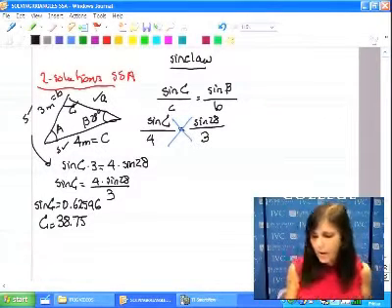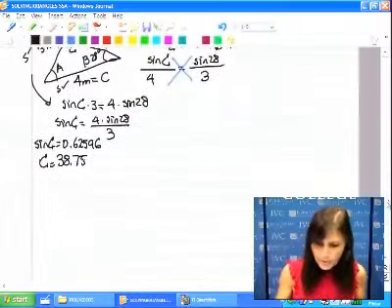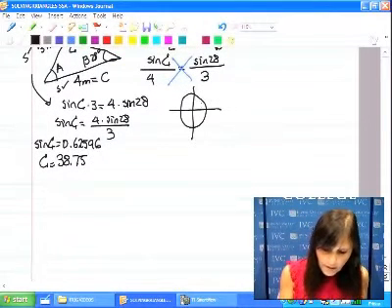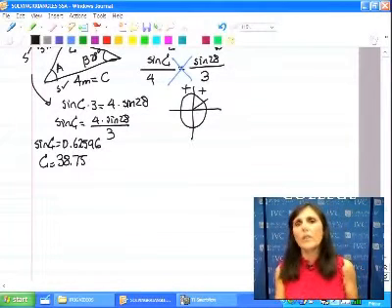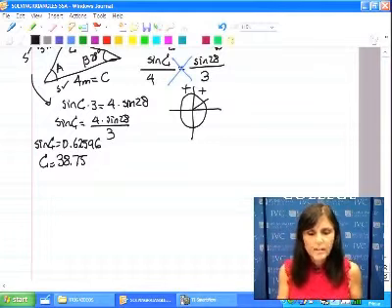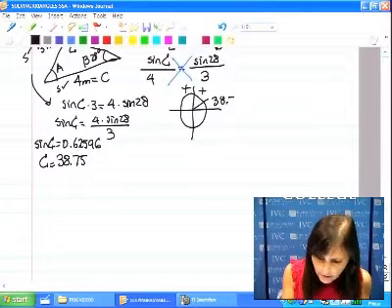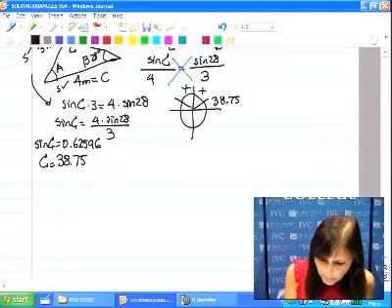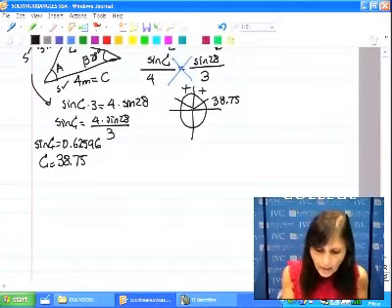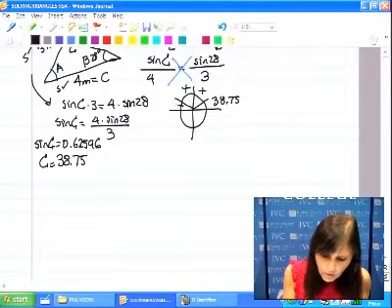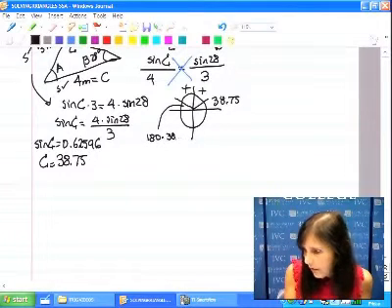Now here's the trick. Sine is positive. Where is sine positive? Sine is positive up here. Is this the only angle that will give me the sine of 0.625? So let's look at that. If this is 38.75, that's not the only one. Is this a possible angle? That's what I need to look at. 38.75. The other one is going to be 180 minus 38.75.